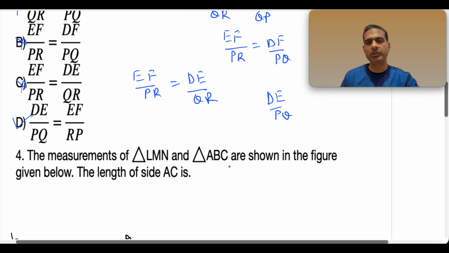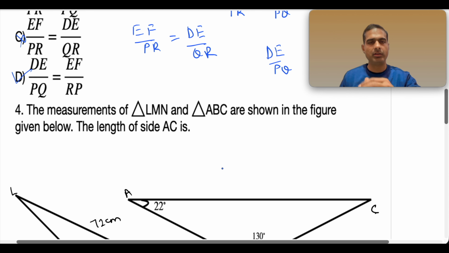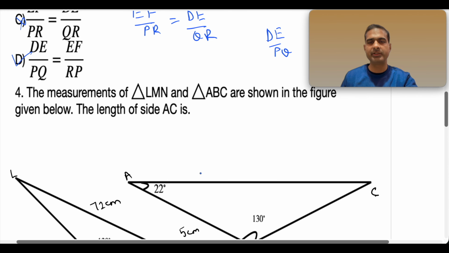Now moving to question number 4. In this question, two triangles are given, triangle LMN and triangle ABC, and we have to find out the length of the side AC. Remaining information is given in the figure.